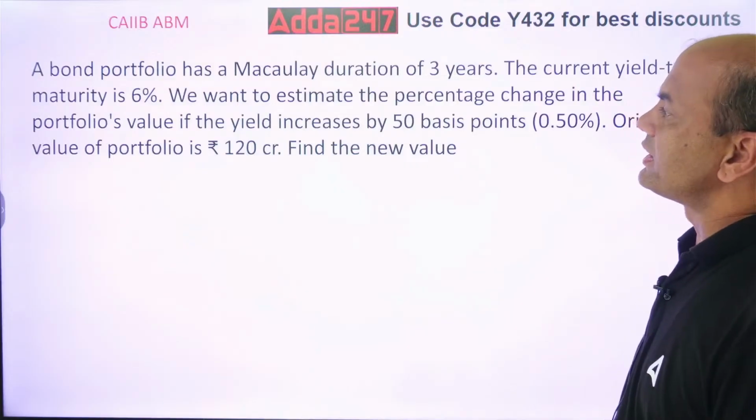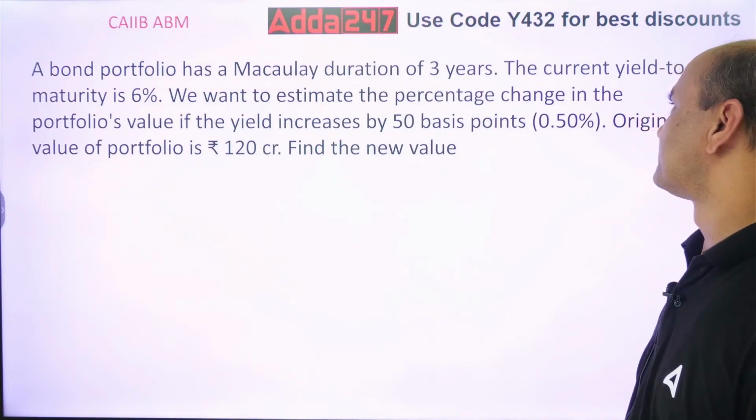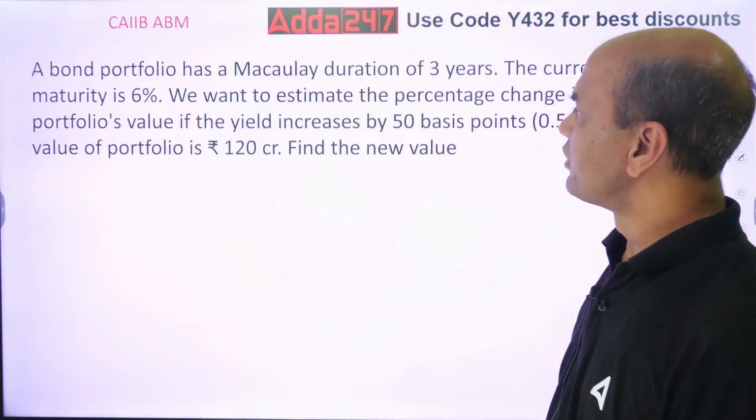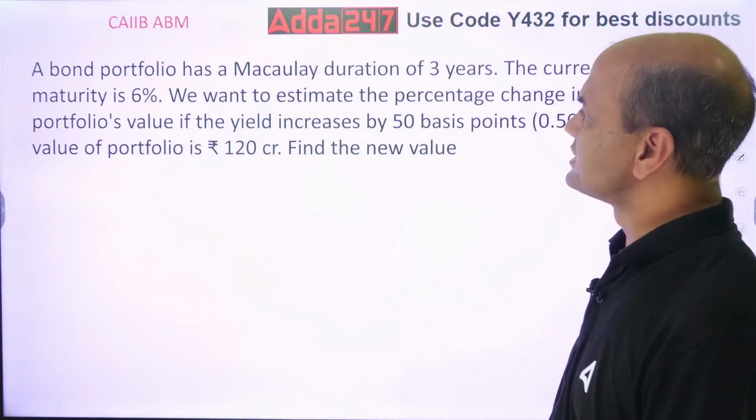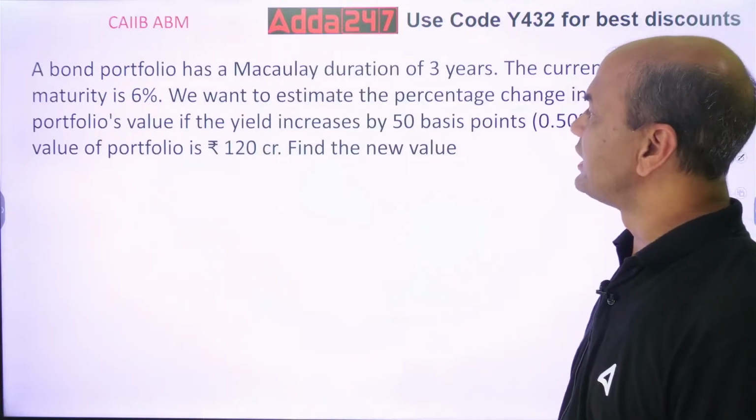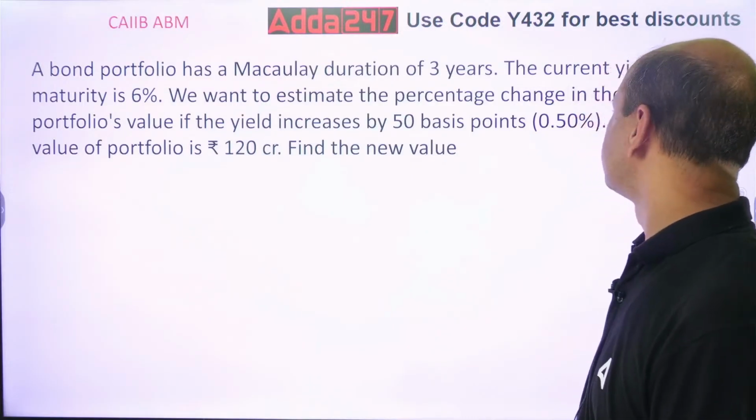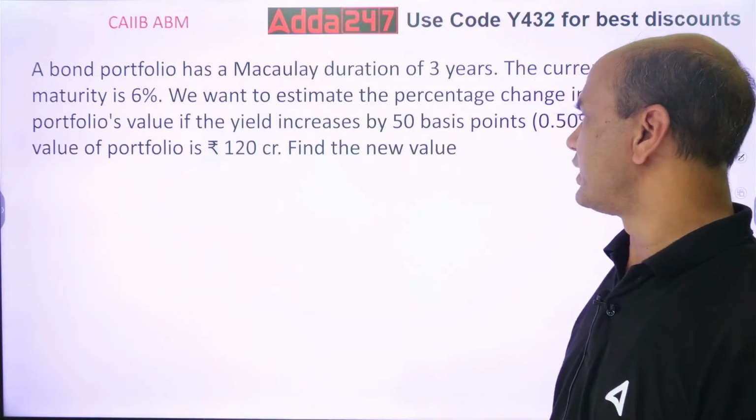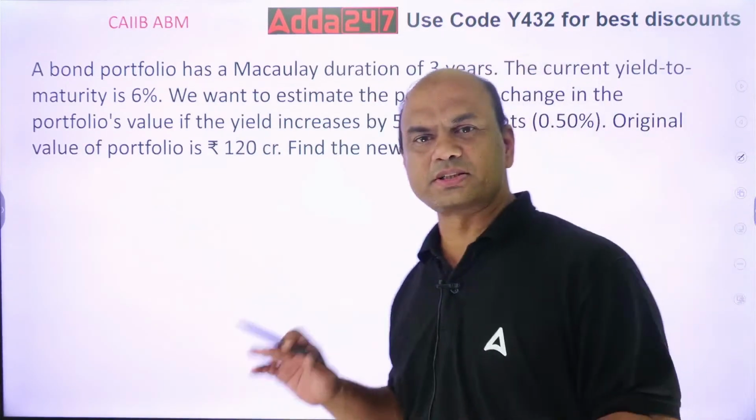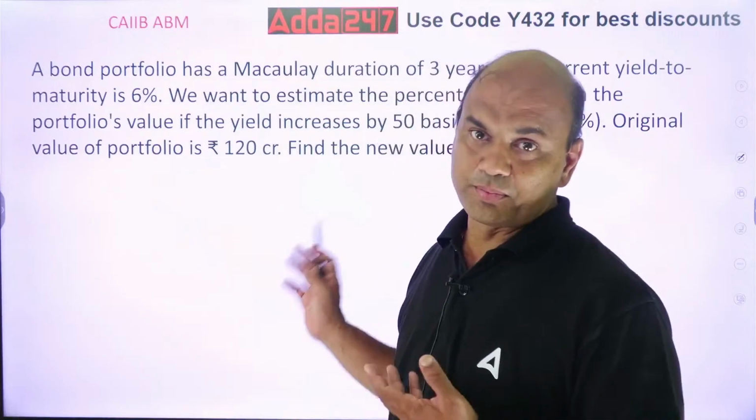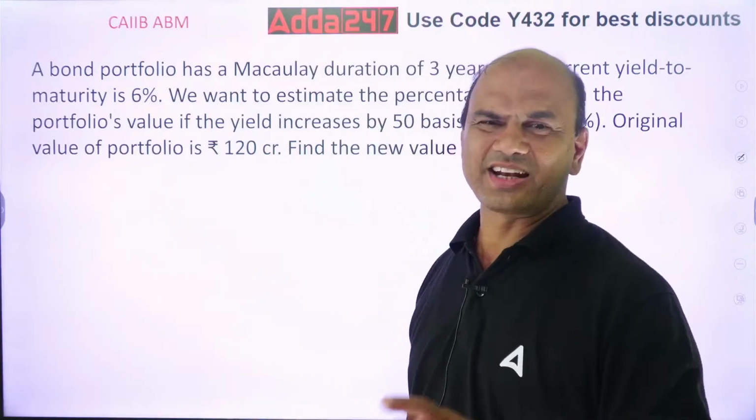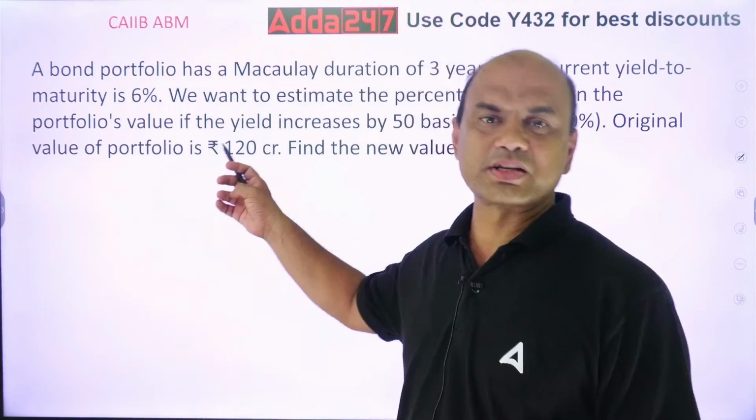A bond has a Macaulay duration of 3 years. The current yield to maturity is 6%. We want to estimate the percentage change in the portfolio's value if the yield increases by 50 basis points. The original value of the portfolio is 120 CR. Find the new value. So there are 2-3 questions involved over here. Very important and lengthy one also. Not that lengthy because Macaulay duration is already given.